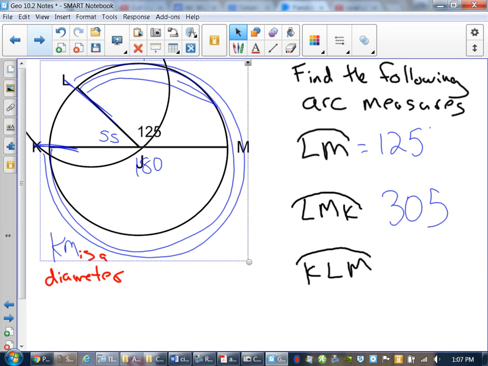And what was the last one? KLM. It's got to be 180. What do we call something that measures 180? Semicircle. So it's 180 degrees, which is a semicircle.